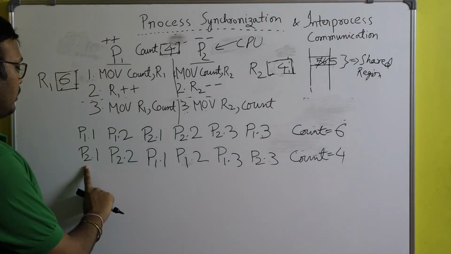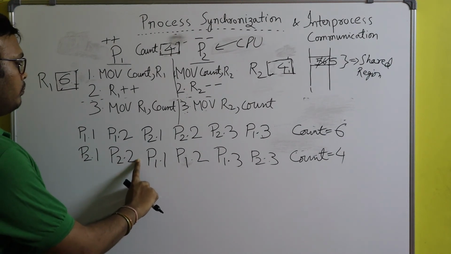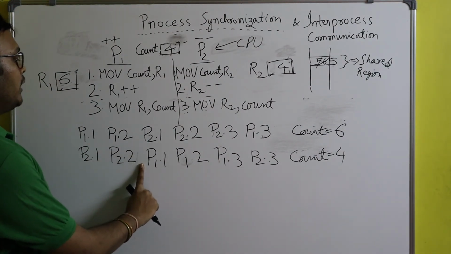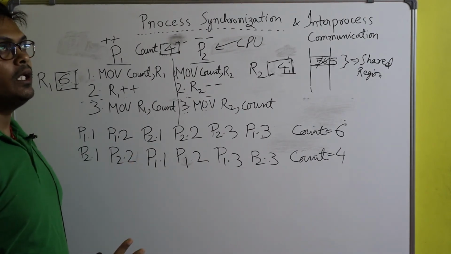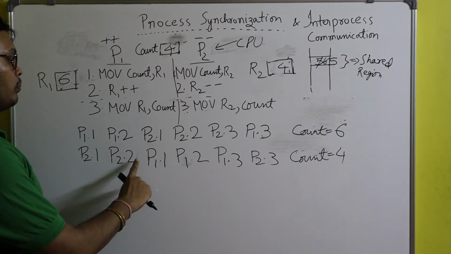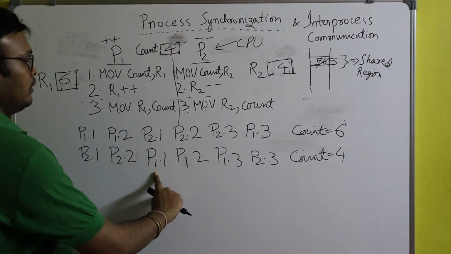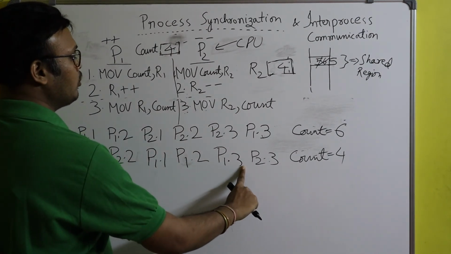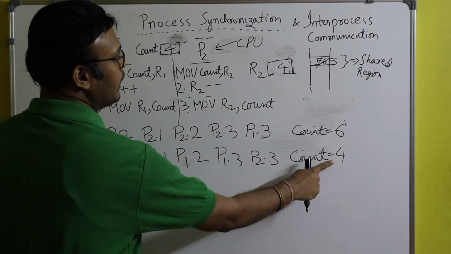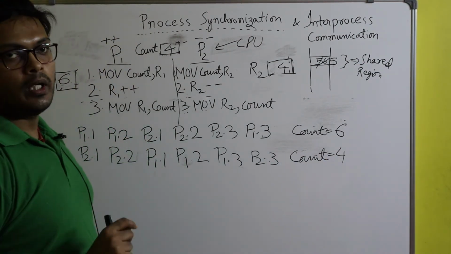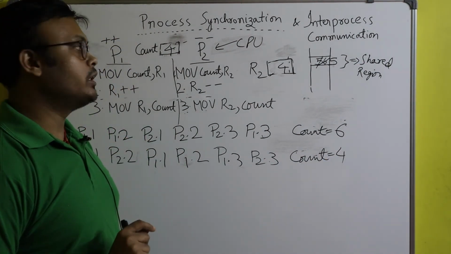Same thing happened here. In this order of execution, before P2 could complete its task, P1 was in a hurry. P1 was in a competition mode. So P1 snatched the processor from process P2 and started executing its own instruction, which ultimately led to data inconsistency. Here we got 4. Okay, so this is a race condition.